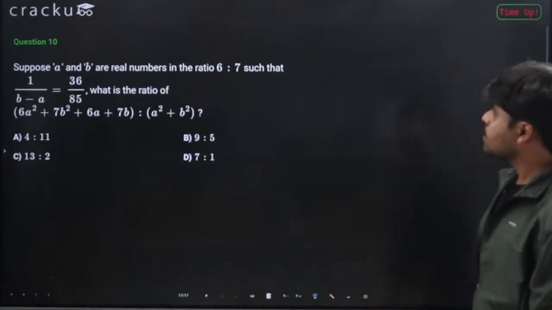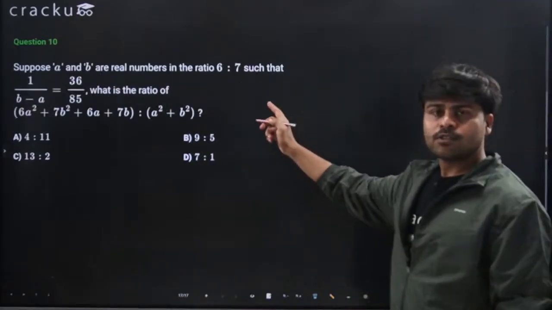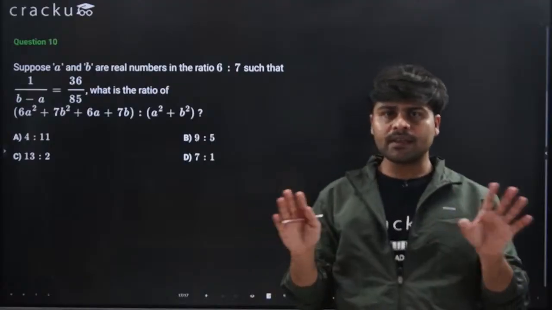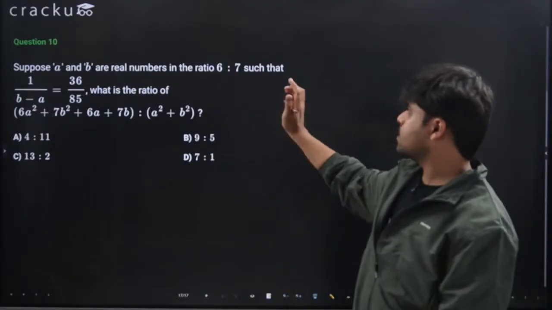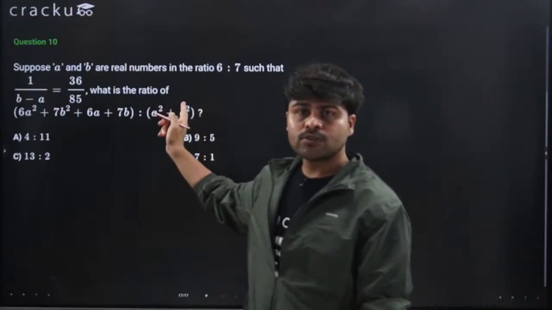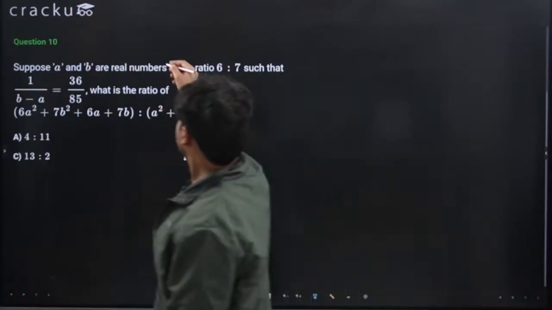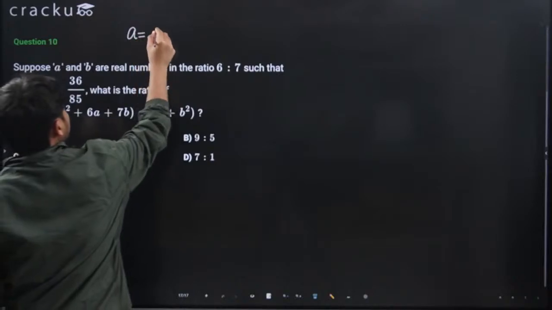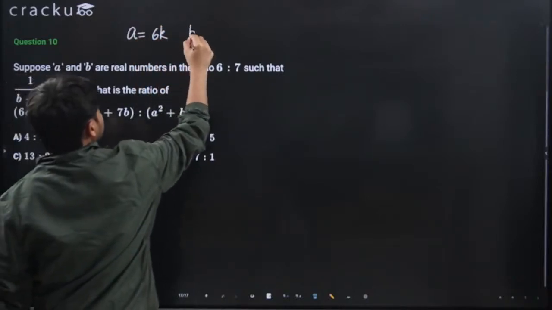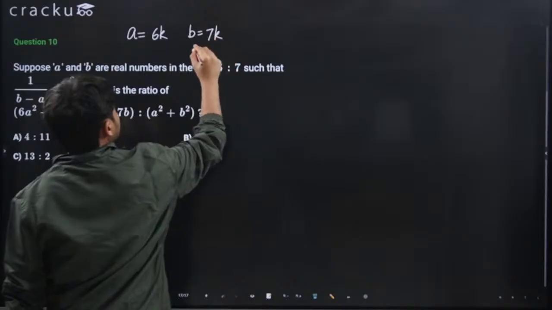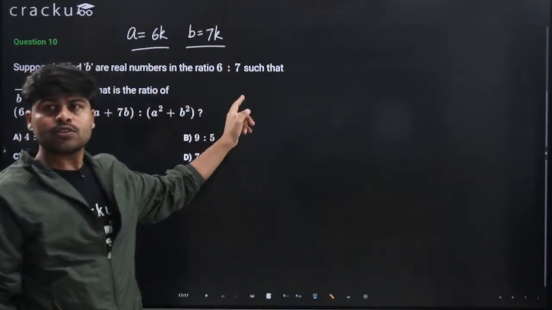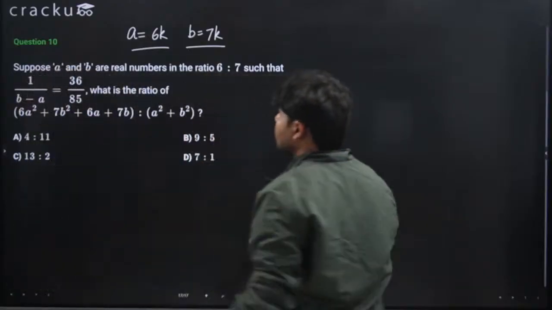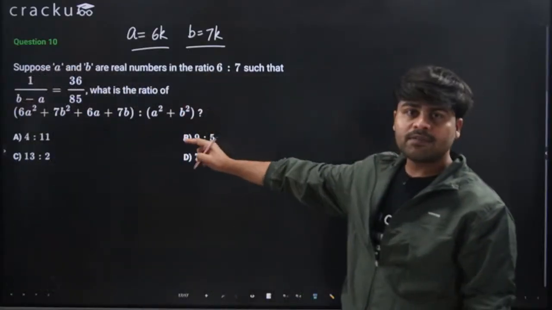The question asks us, suppose A and B are real numbers in the ratio 6:7. So A and B are real numbers. We are not told that they are integers or anything. They are just real numbers. Their ratio is 6:7, so we can assume values. This means A is equal to 6k and B is equal to 7k. That's the whole ratio. A ratio B is 6:7 such that 1 upon B minus A is 36 upon 85.